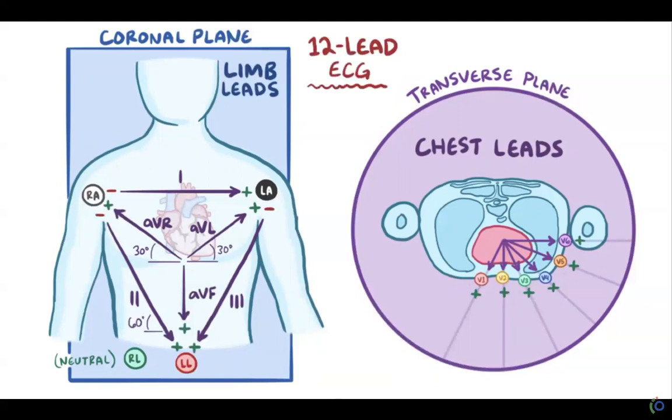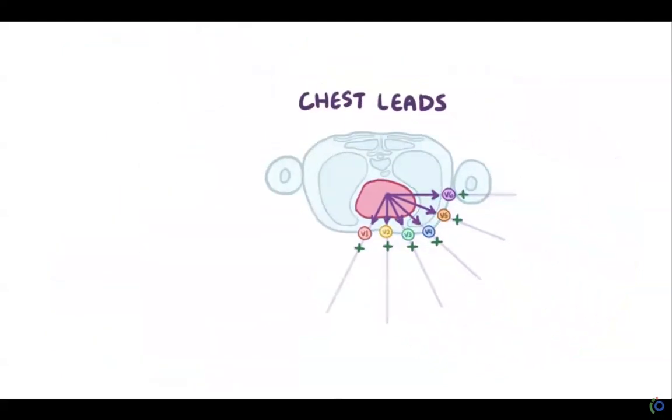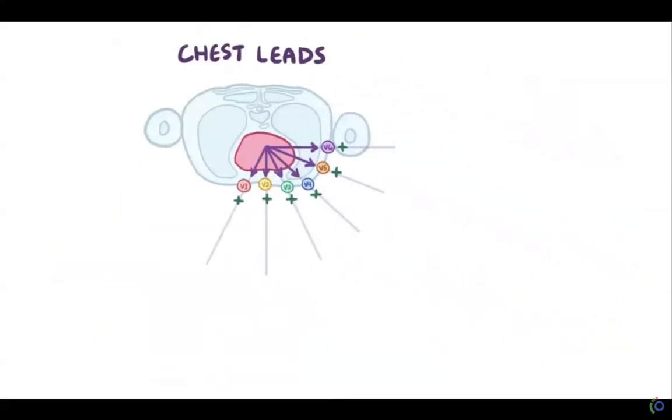Now, the point of having all these leads is to get different views of the heart, making it easier to see exactly how that wave of depolarization moves through the heart. As an example, consider how the 6 chest leads, V1 through V6, register the depolarization waveform called the QRS complex.